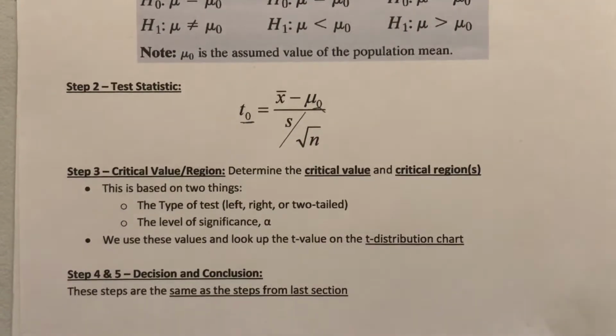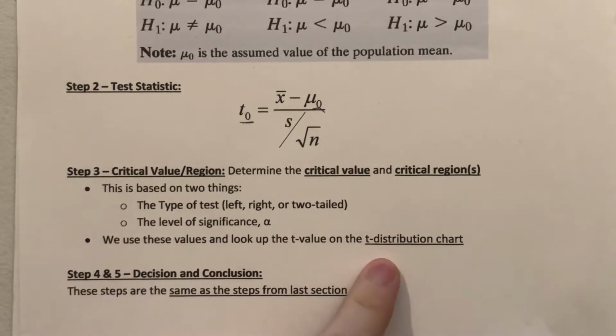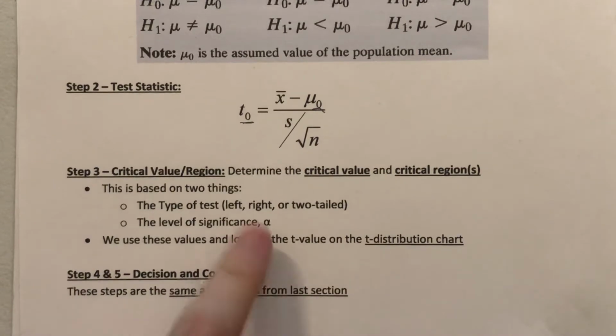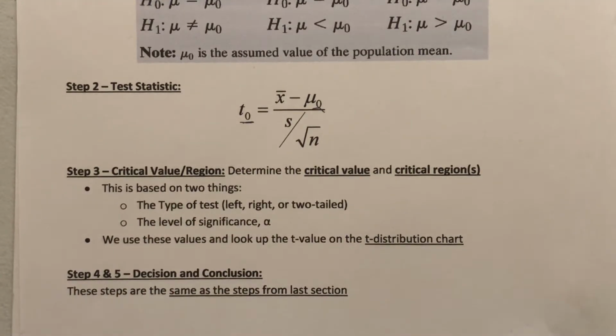The critical value is the part of the process where we have to use the t-distribution chart, using alpha and the type of test to make sure we understand exactly which column we're in, along with the degrees of freedom needed to look up in the chart. And once we do that, steps 4 and 5, the decision and conclusion, are exactly the same wording, same approach as they were in the last section.